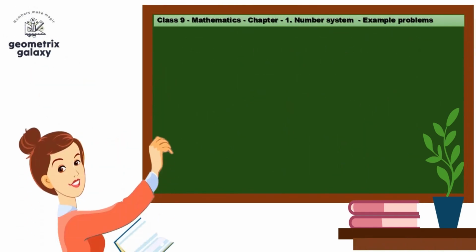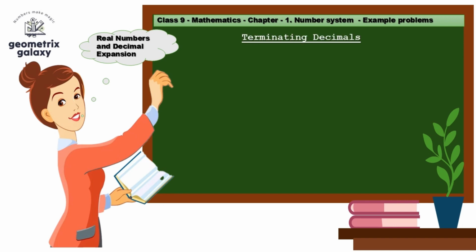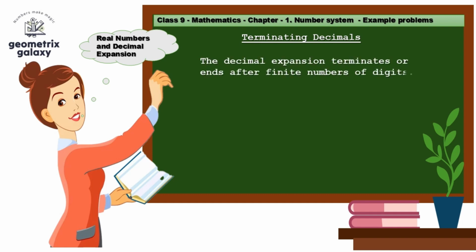Now let us see what is terminating decimals. The decimal expansion terminates or ends after a finite number of digits. Example: 1 by 2. 1 by 2 is equal to 0.5. 3 by 4 is 0.75. 1 by 8 is 0.125. Here all the decimal part comes to an end. So terminating decimals are rational numbers.